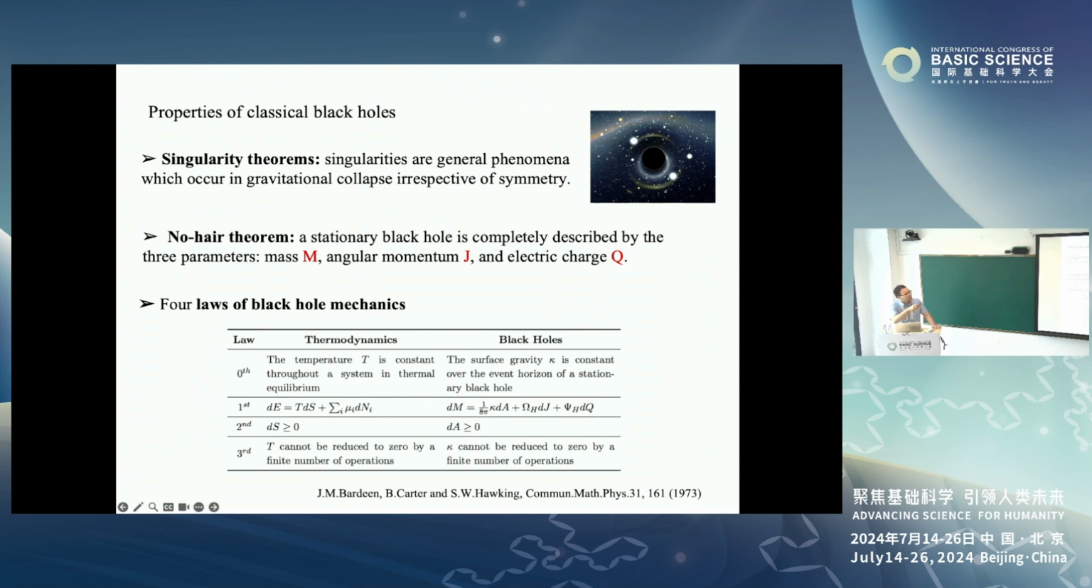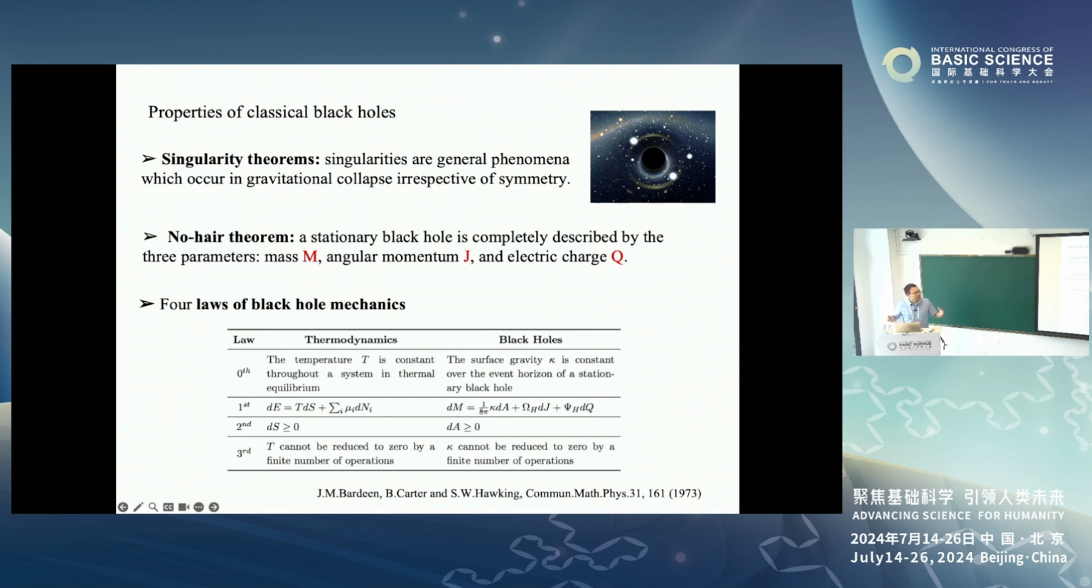We also know the no-hair theorem for black holes. That means no matter which kind of black hole you have, it can be completely described by at most three parameters: the mass of the black hole, the angular momentum if it rotates, and the charge of the black hole. Given these three parameters, we can uniquely fix the black hole.